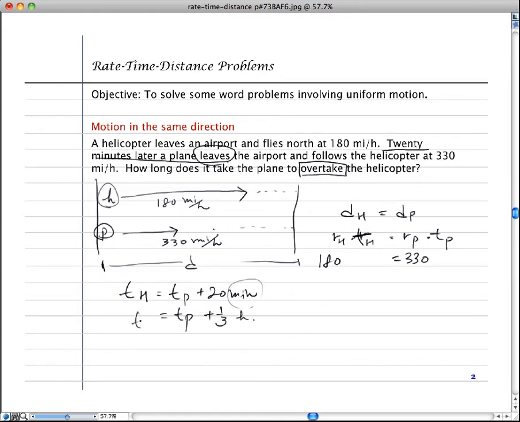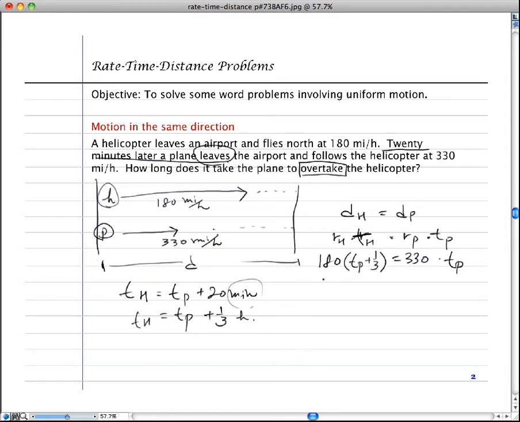Okay? Make sure that you have the same units. So now I can plug it in. The speed of the plane, time of the plane, we don't know, but whatever the time of the helicopter is, it's whatever the time of the plane was plus 1/3 of an hour. If you think about it, it makes perfect sense, because it's slower, it will take more time.